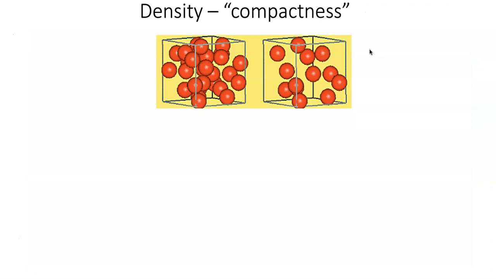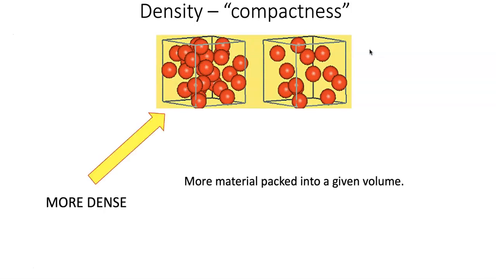The other part of your lab that you might not be familiar with is density. And density is how compact something is. Sometimes people confuse density with mass, and it's not the same. So look at these two boxes. They have the same volume, but one of them has more red balls in it than the other. So that one is more dense. It has more material packed into a given volume.